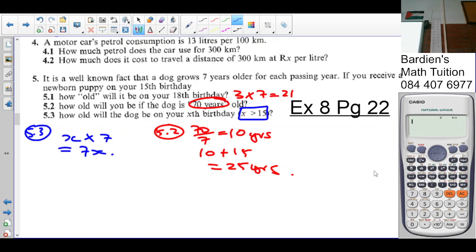So remember, X is any number more than 15. That's all. So if X is 16, on your 16th birthday, then you're saying the dog is 16 times 7, which is 112. So is the dog 112 on your birthday? It'll be a ghost. That is not right.